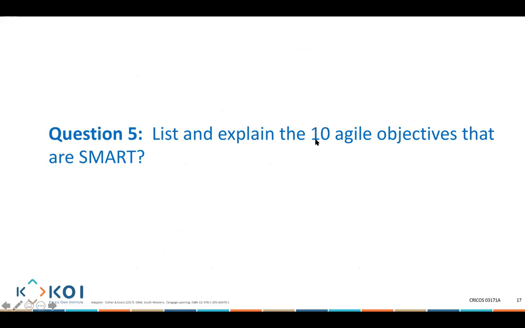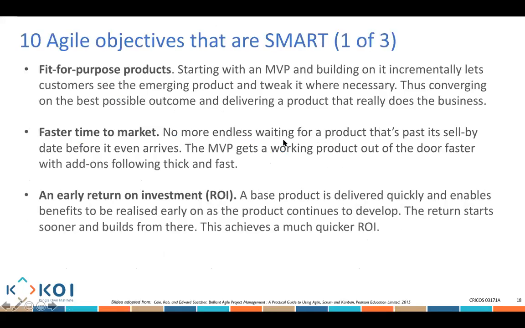What are the 10 agile objectives that are SMART? Well, fit to purpose product. Something that really is meeting what the client really needs. Something that is faster time to market. We don't need to wait years and years where technology would change to get a product. Something getting me things more quickly. An early return on investment.